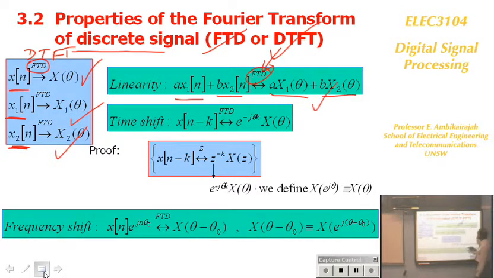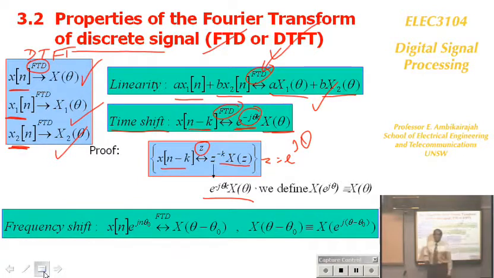That's one property. The time shift property says if you delay your signal in the time domain, in the frequency domain it gives you an exponent e to the minus j theta k, like that's the phase, introducing a phase times X(theta). If you want to prove it, you just say x[n minus k], take the Z transform, you get z to the minus k X(z), substitute z equal to e to the j theta, then you get what you want automatically.